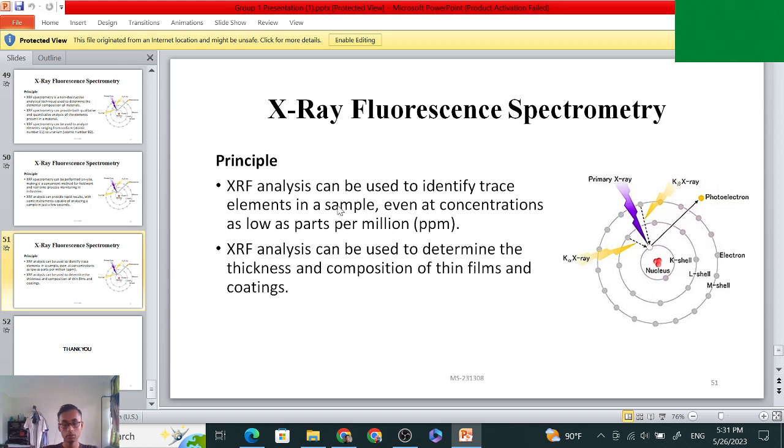Then X-ray analysis can be used to identify trace elements in a sample even at concentrations as low as parts per million, ppm, and it can be used to determine the thickness and composition of thin films and proteins. So these are the figures you can see here.